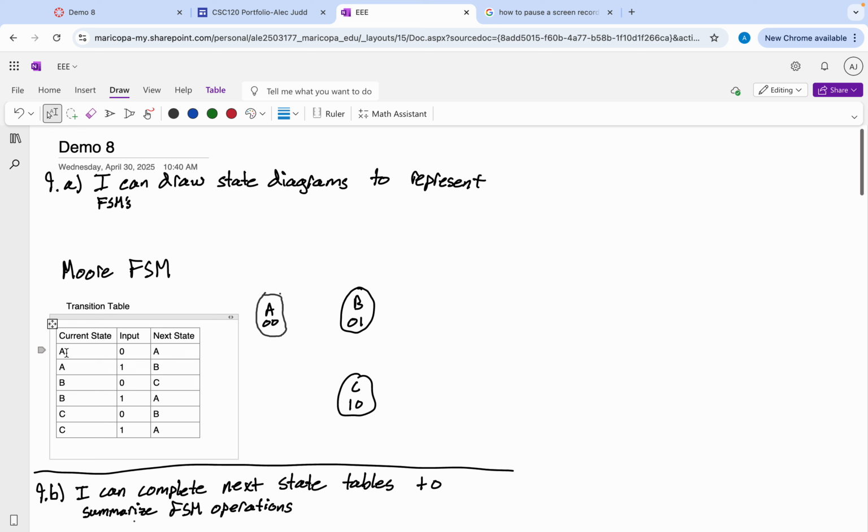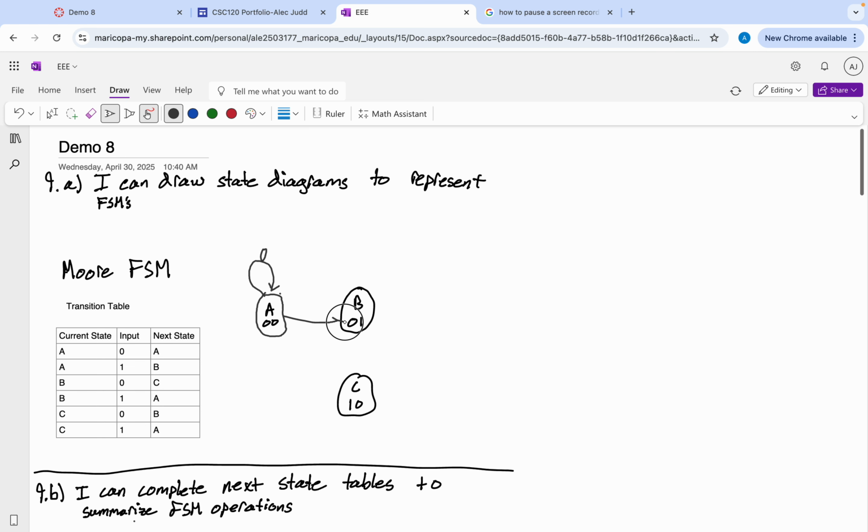So looking at it, we have A, B, and C, so we have three different states. I'm going to go ahead and put 0, 0 for A, 0, 1 for B, 1, 0 for C. Looking at it, each state has two different options it can go. For A, it will go back to A when the input is 0, so we'll draw an arrow back into A, and that's when the input is 0. And then it can also go to B when the input is 1.